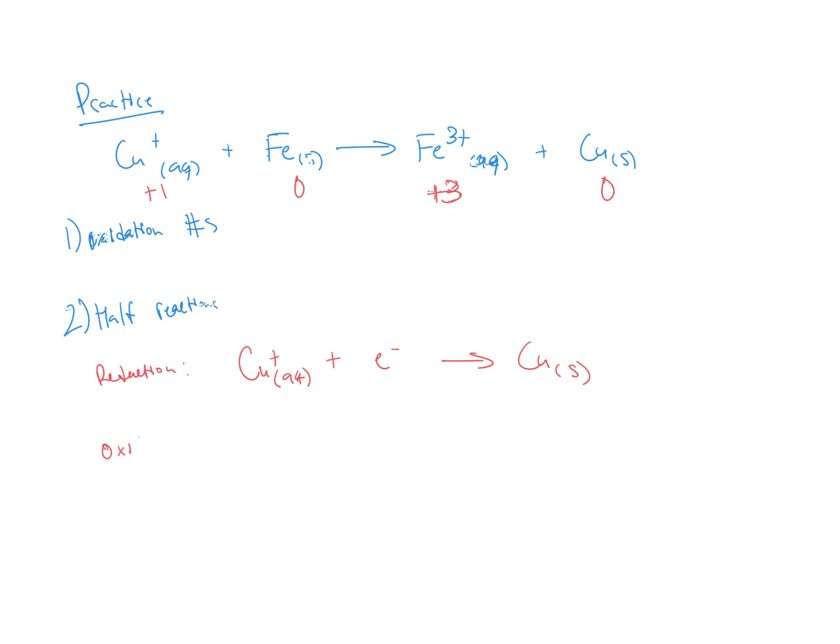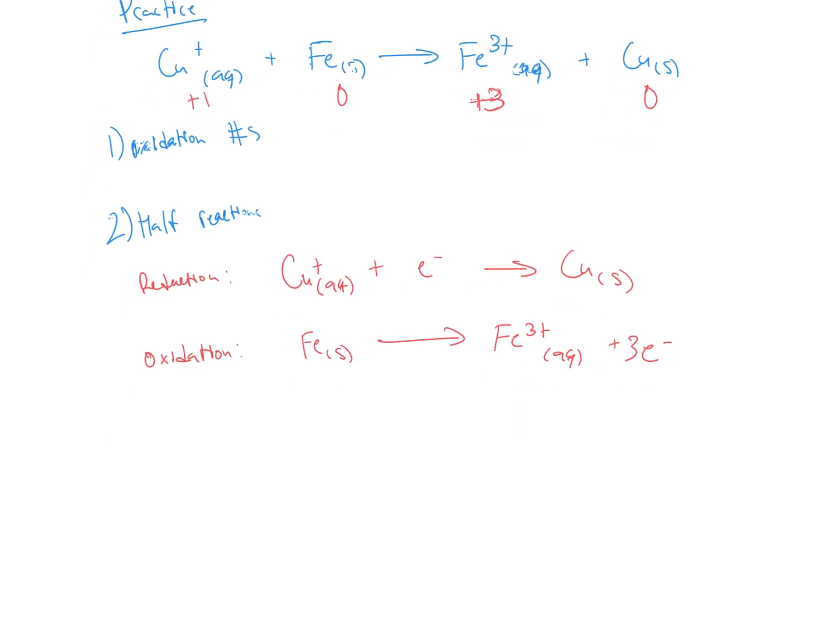And for our oxidation, our Fe solid is reacting to form Fe3+ aqueous, and it is losing 3 electrons, right? Because we go from neutral to 3+.